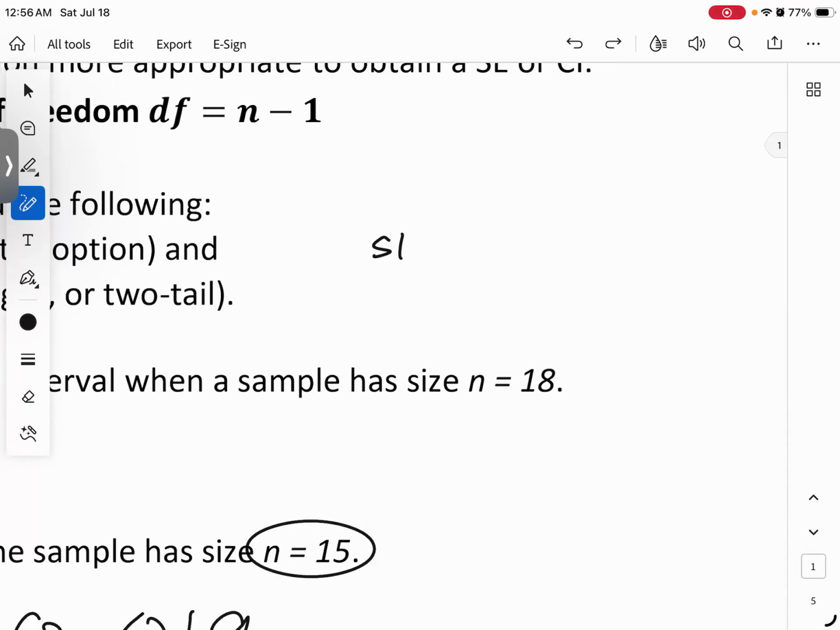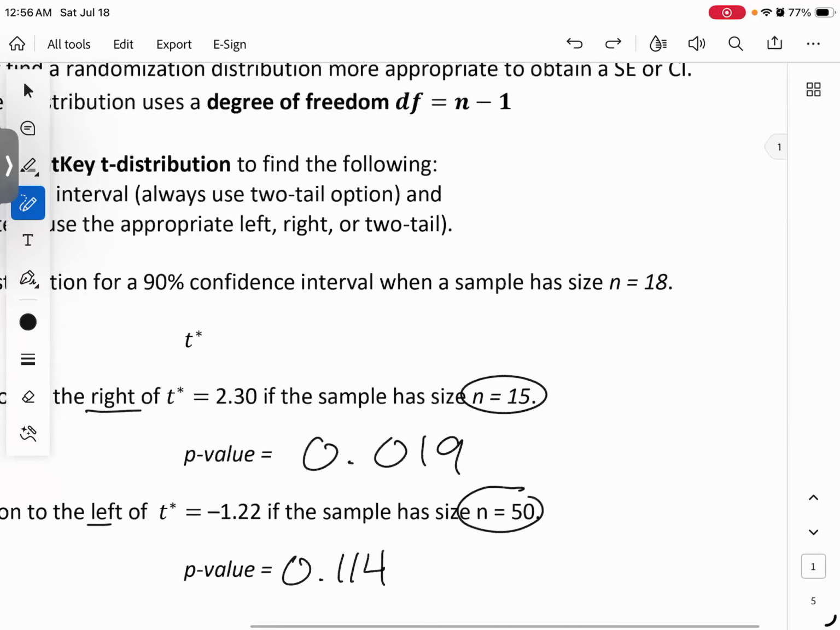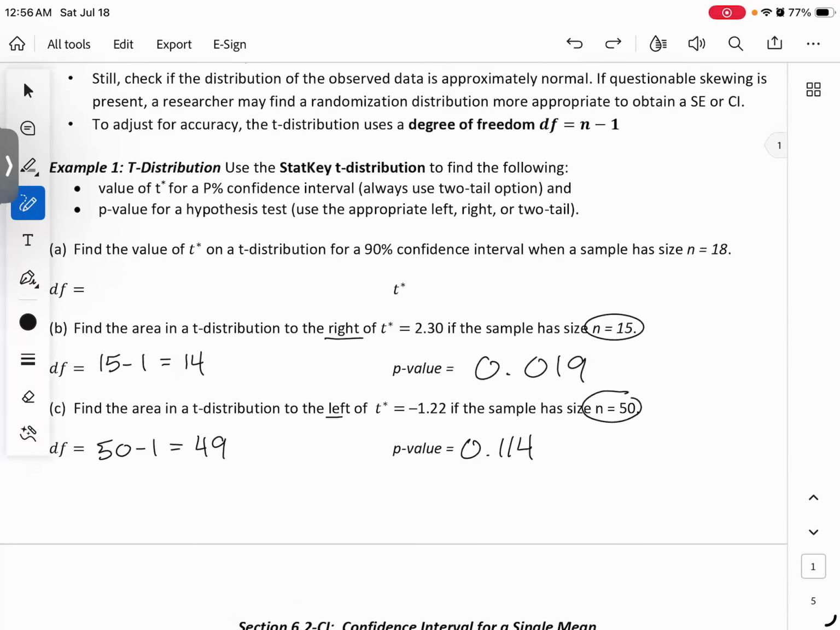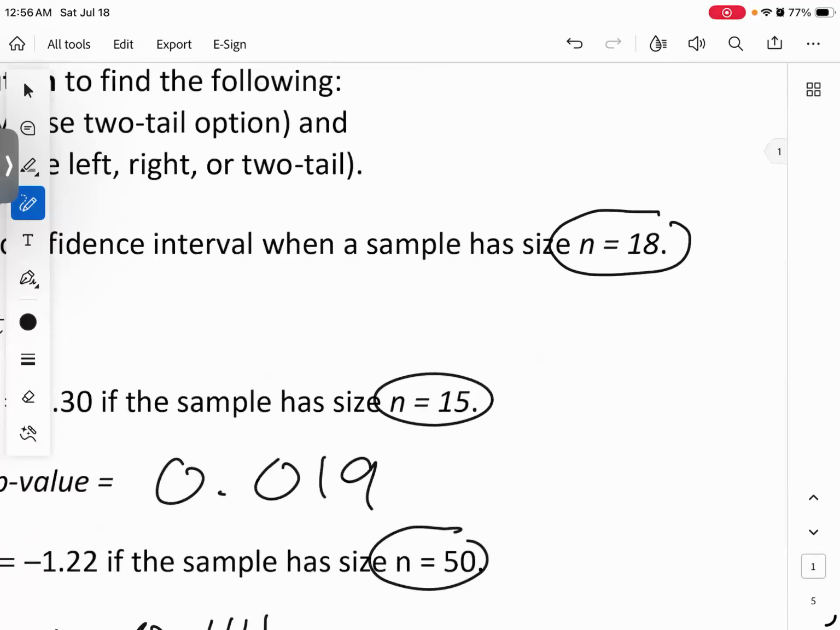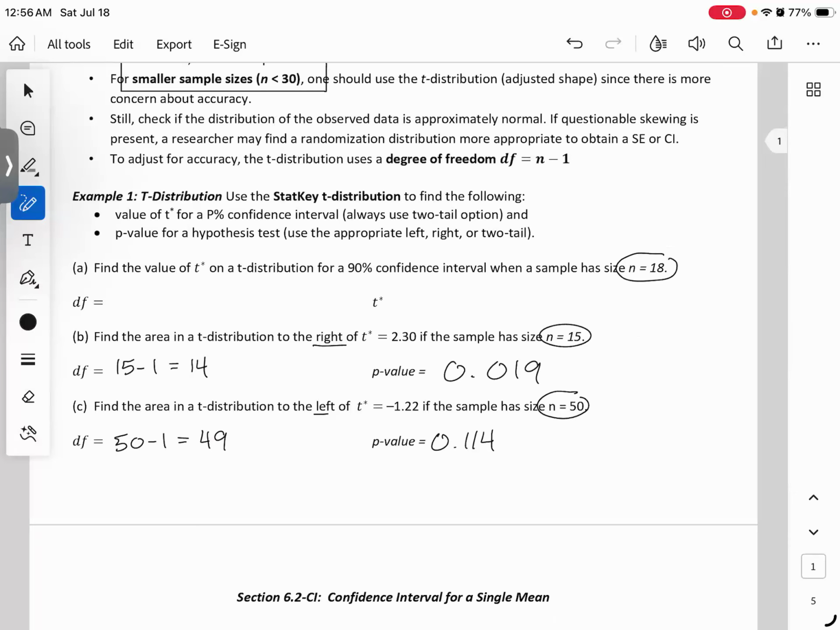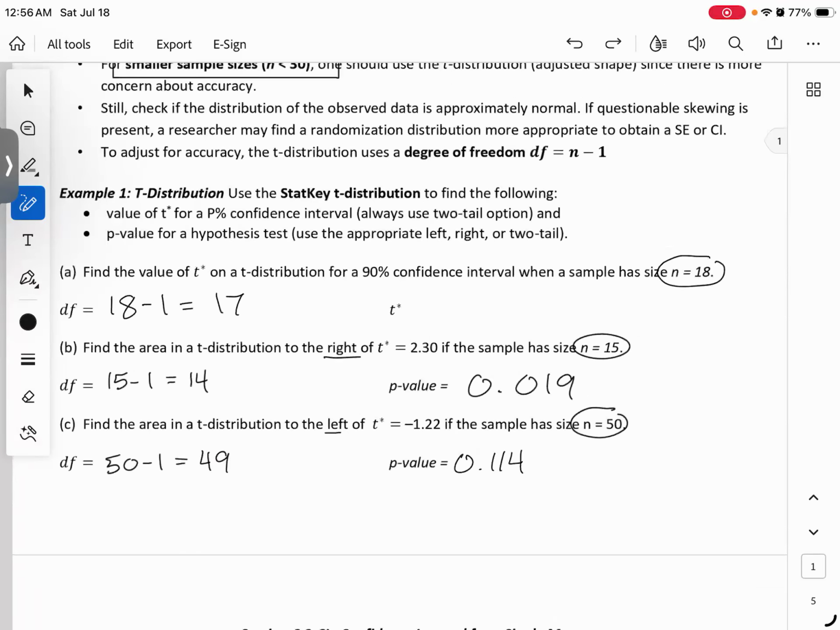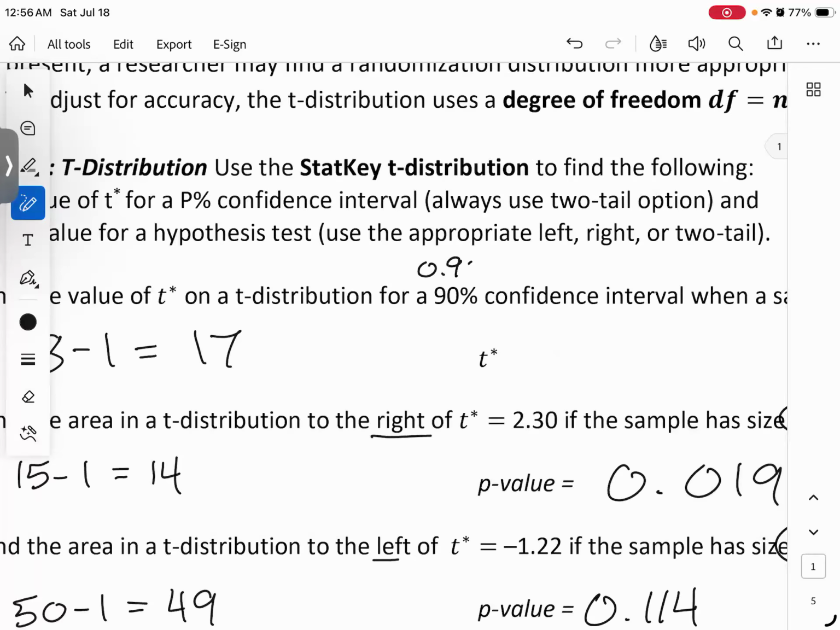But the z star today is a t star. If you were doing 90, 95, 99, you would need to know your sample size, which we have right here for part A, which would then lead us to knowing our degree of freedom, which is 17. But to get the t star, we would need that 17 and also to know how wide of an interval we want, which let's say we're doing a 90.